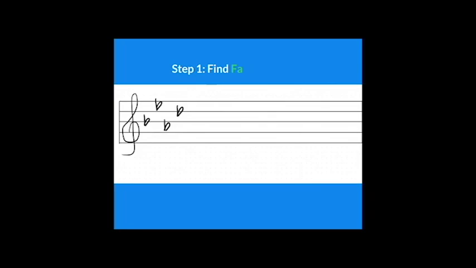So the first step when you're identifying a flat key is to find fa. Just like with sharp keys, what we mean by the final flat is the one that's furthest to the right. So in this case, this one's the final flat, which means that it's fa, and this is D flat. So D flat is fa in this particular key signature.